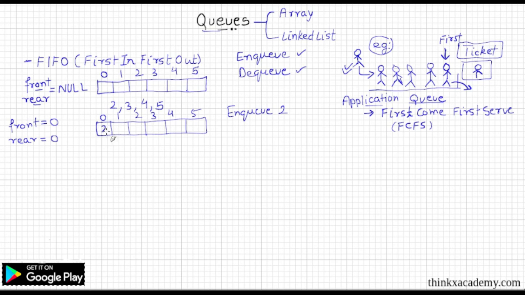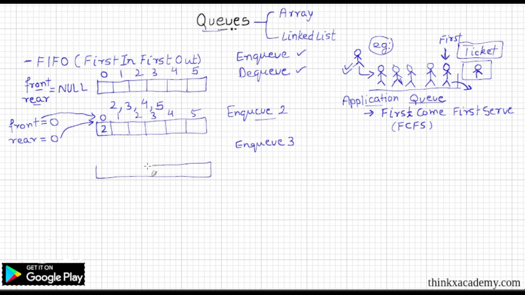So 2 will get inserted here. After the first call of the NQ function, the values of front and rear will get changed to 0. Both of these variables are going to point to the 0 position of the array. So let's suppose now we want to NQ 3 inside this queue.